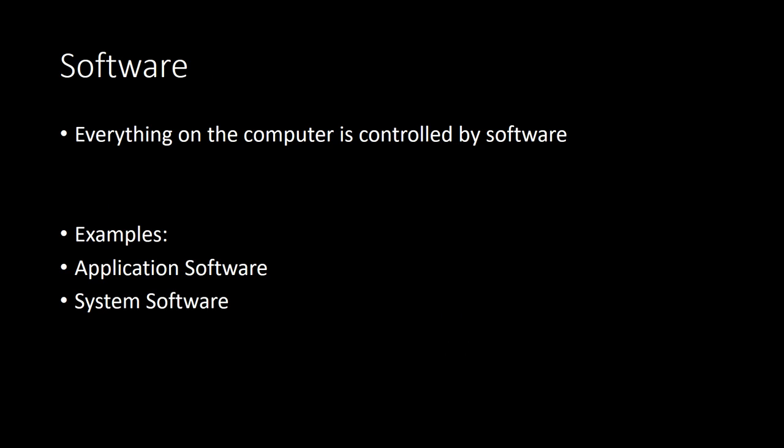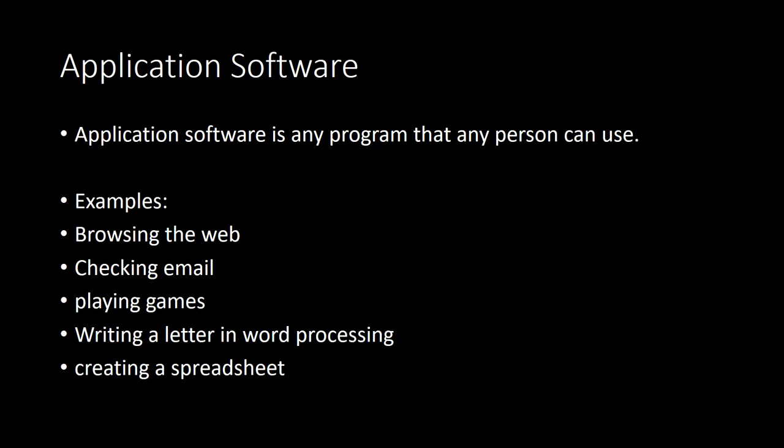So let's talk about software. Everything on the computer is controlled by software. Two software examples are application software and system software. Application software is any program that any person can use on pretty much any computer.